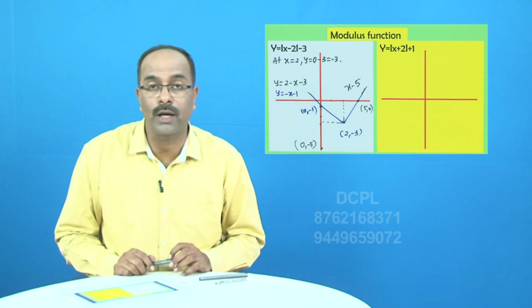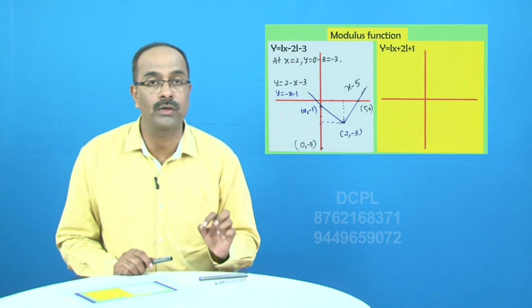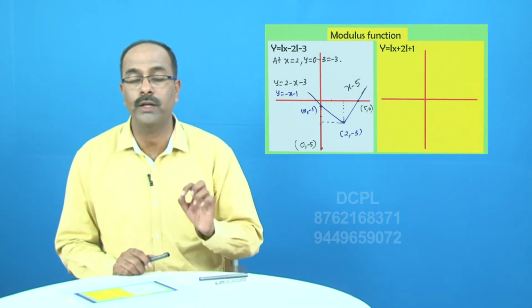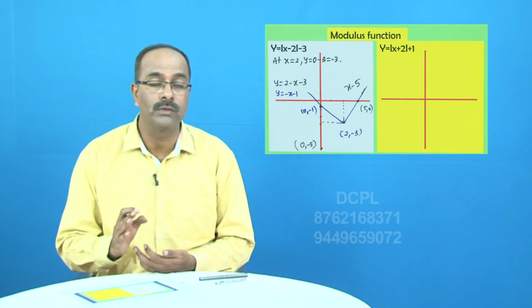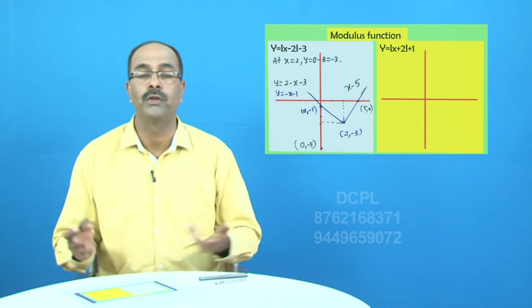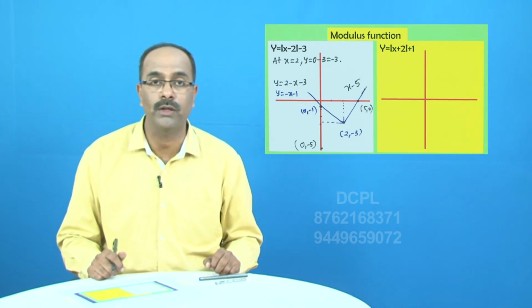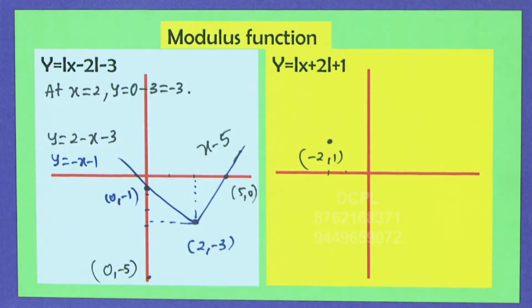Dear students, I hope you are understanding this, right? I hope you have understood fixing the vertex. Got it? Now, let us go to the next stage. Now, let us talk about y is equal to mod of x plus 2 plus 1. Equate x plus 2 to 0. If you equate x plus 2 to 0, x will be equal to minus 2. When x is minus 2, y is 0 plus 1, that is 1. So, minus 2 comma 1 is a vertex.